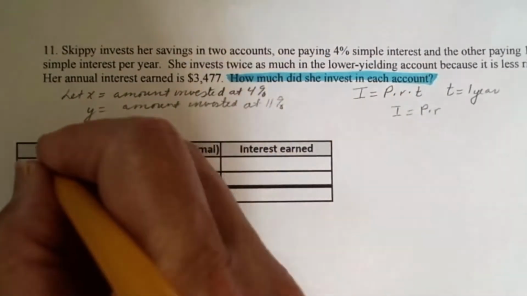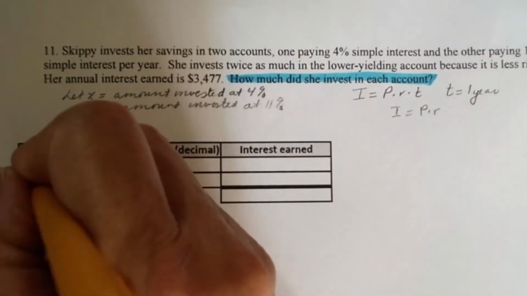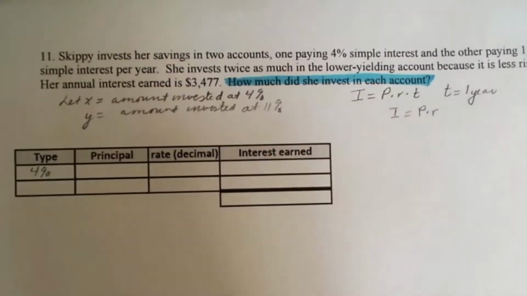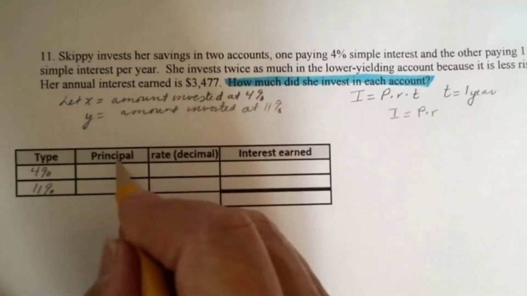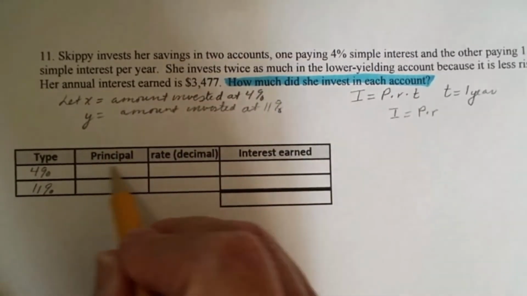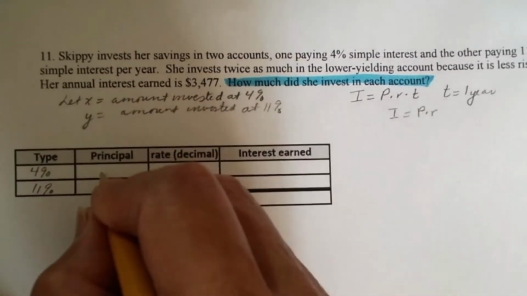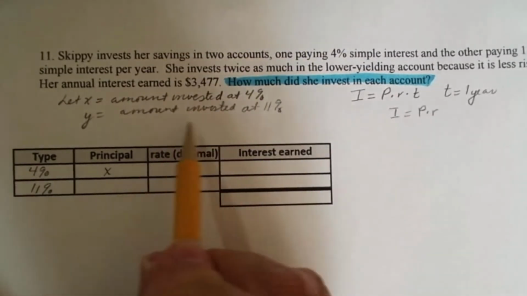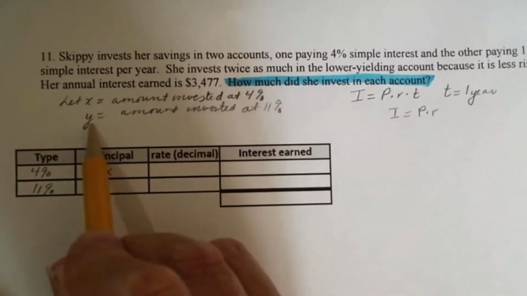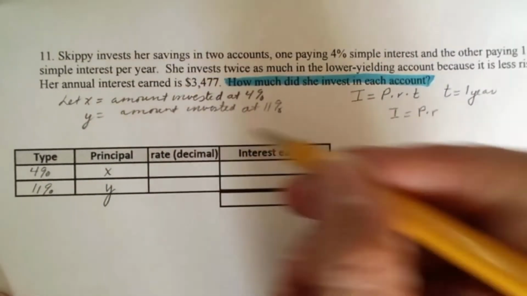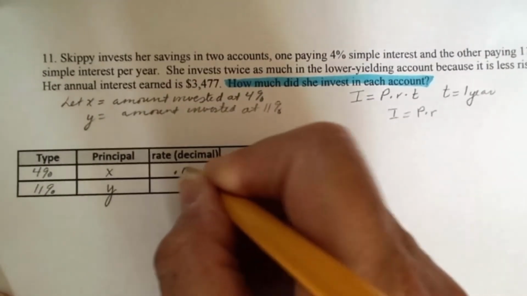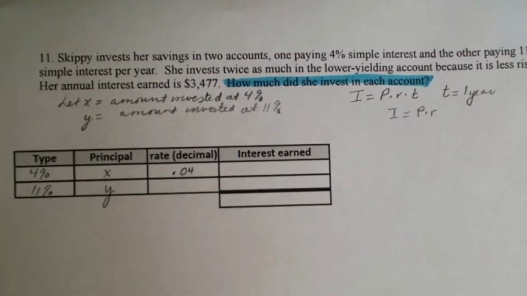And so we've got the type of accounts: the 4% account, so we're just going to label this row here, and the 11% account. And then the amount invested at 4%, that's called the principal, and that's our X, isn't it? So we're going to put our X here. And the amount invested at 11% is principal, is going to be Y. Now, we're going to use our rates here as decimals, so 0.04, right? 4%, 4 per 100. So we move the decimal point to get that decimal rate.